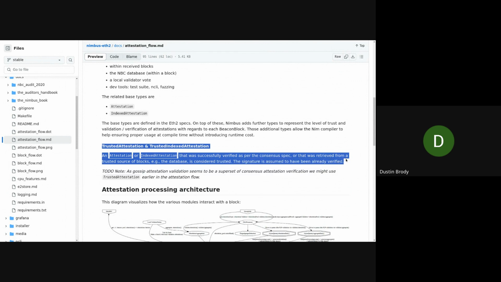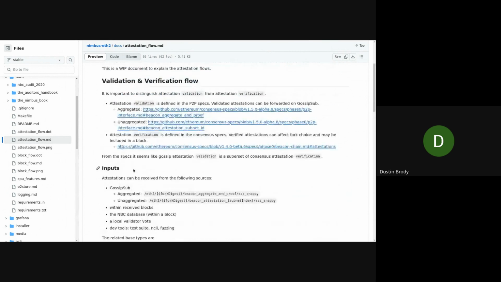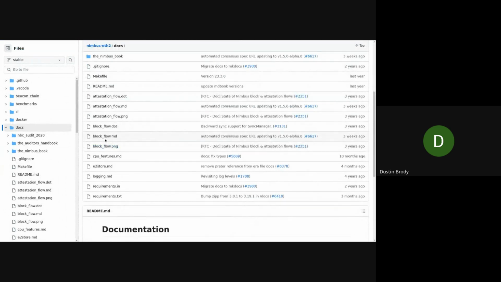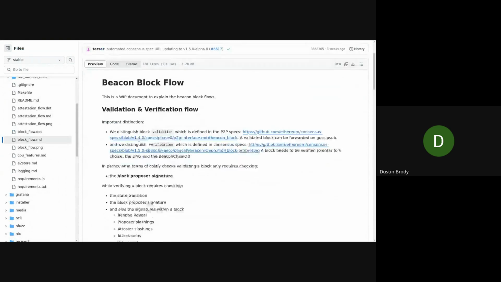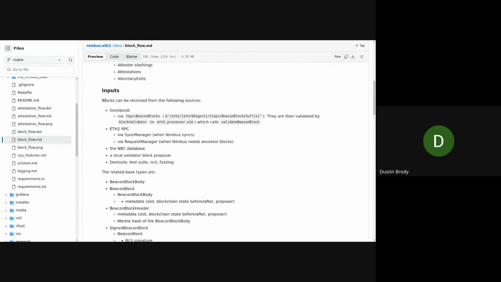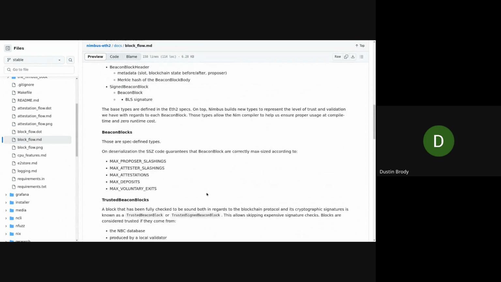it describes this transformation. An attestation comes in, we verify it, and it becomes a trusted attestation, and then we treat it differently. That's for the attestation flow, and we look at the block flow as well. Again, it's similar. It describes where blocks come from: gossip, the database, etc. And this is a pretty good summary.